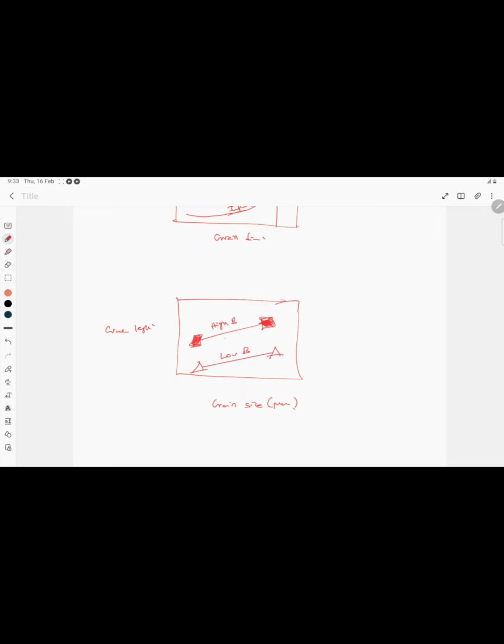The one which is seen at the top is related to the high boron content alloy. You can see the grain size has a role with respect to the crack length. At a lower grain size, the crack length is lesser. At a higher grain size, the crack length is more. A similar trend was seen in the low boron content alloys also.